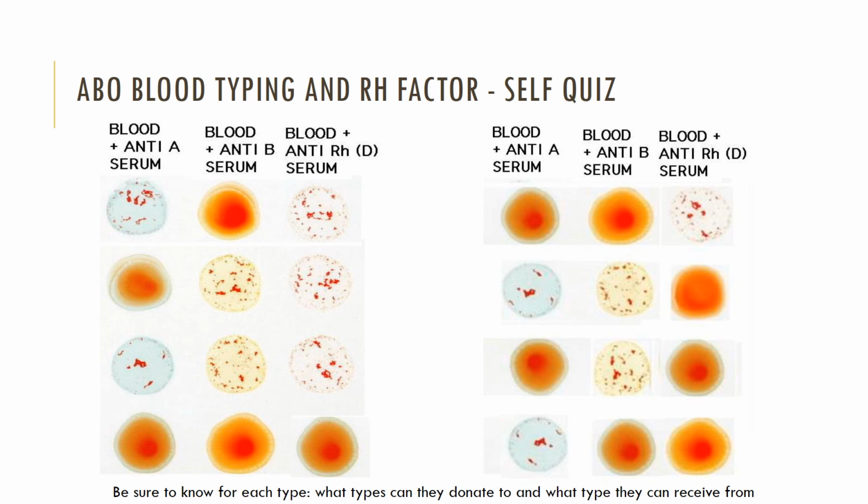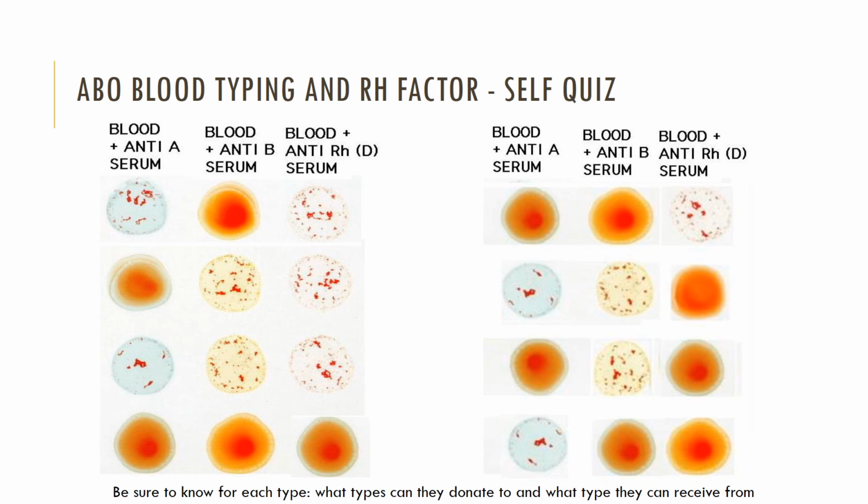There is no agglutination reaction in the B well. In the second slide, the patient would be B positive. In the third slide, they would be AB positive. And in the final slide there, the person would be O negative.